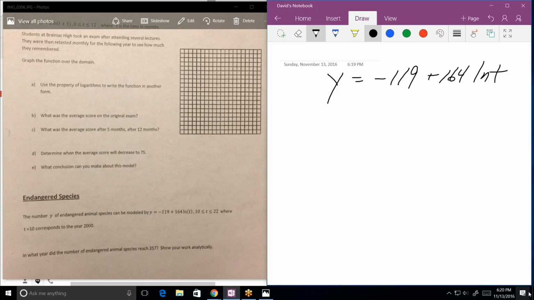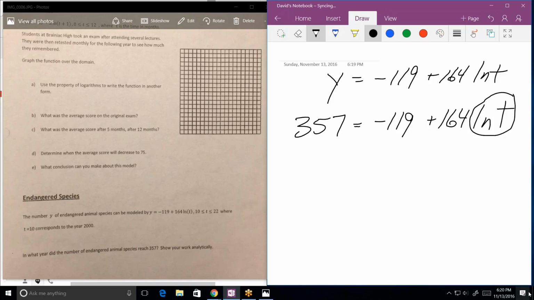Well, wouldn't you set y equal to 357? Correct. And now again, you have this thing you have to solve, and this is a logarithmic equation. The secret is to narrow it down to just the log on one side of the equation and then convert it to exponential, which you'll be able to get the answer out of your calculator then. What's the first thing we're going to do? To start out, we just add the 119 to both sides. So that's 476 equals 164 times the natural log of t.